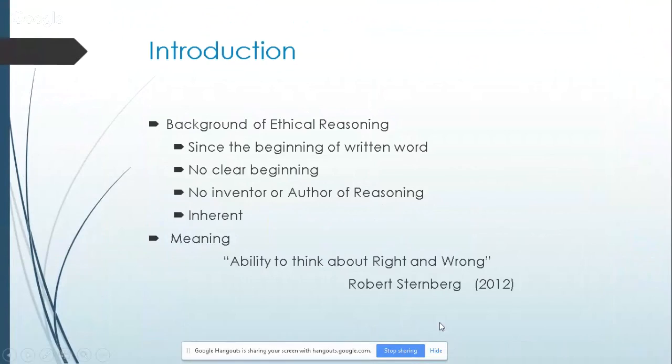So ethical reasoning, the introduction, the background. Unlike a lot of the other frames, there is no actual author. It's been since the beginning of time, basically, since we started writing down words and having written words. There's no inventor. It's kind of a part of human nature, so to speak, inherent. The meaning of ethics is the ability to think about right and wrong.